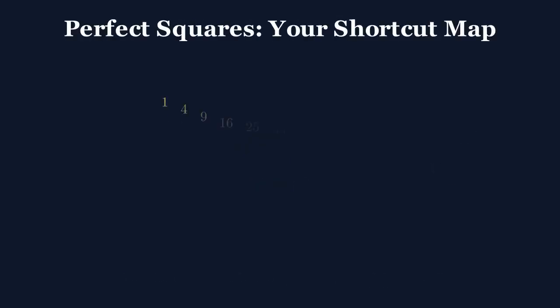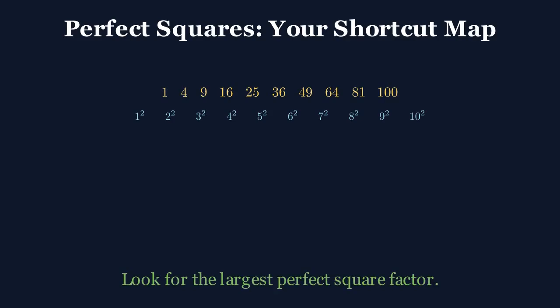Before simplifying radicals, memorize your perfect squares. 1, 4, 9, 16, 25, 36, 49, 64, 81, and 100. These numbers are your shortcut map. When you see a radical, look for the largest perfect square factor hiding inside it.